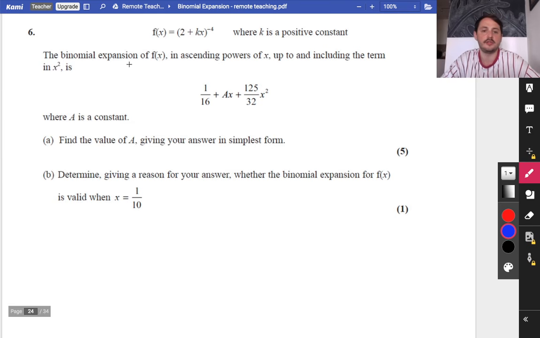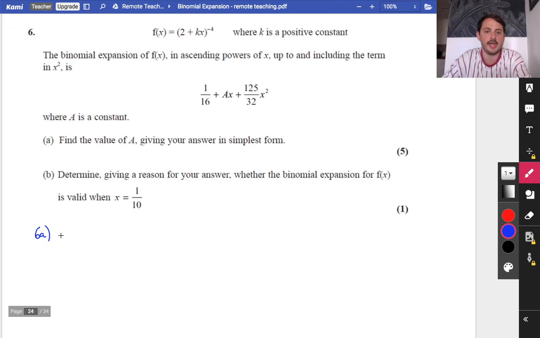So here we need to do the binomial expansion again, and it just says to find out what a is equal to. Find the value of a, giving your answer in simplest form. But k is a constant, so we don't actually know what k is going to be. So we might need to do some comparisons here. Let's just deal with it with k, and then we'll compare it to this afterwards.